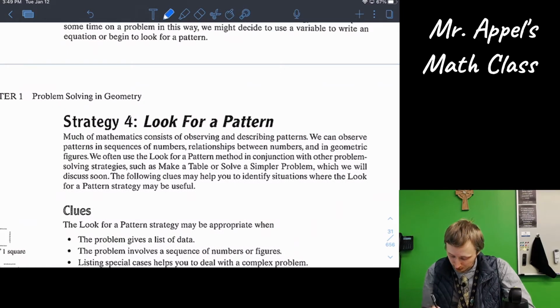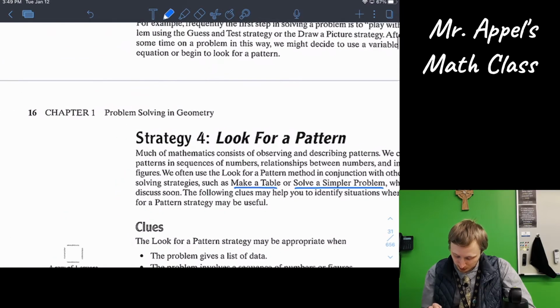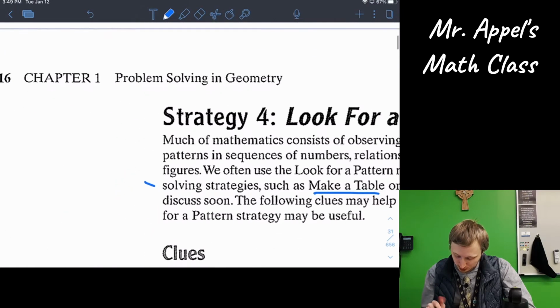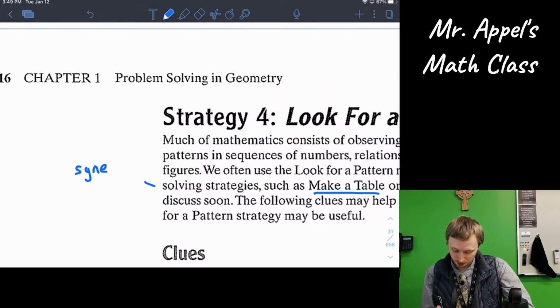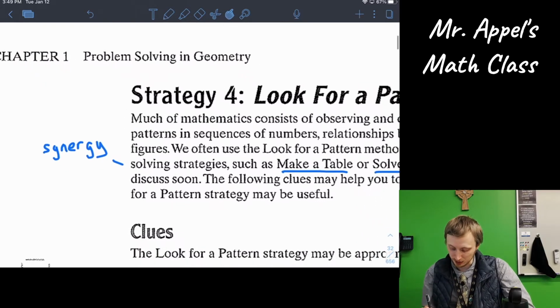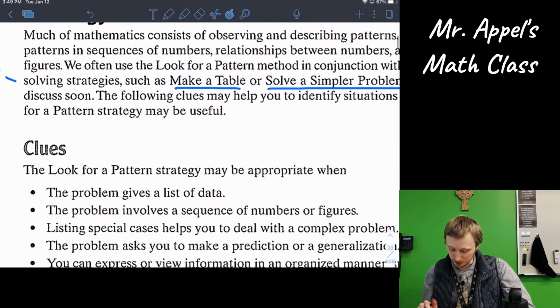And since we already talked about combining strategies, I'm going to make a note here about these combined strategies, just to remind ourselves of some possible synergy, right? Those fancy industry buzzwords.